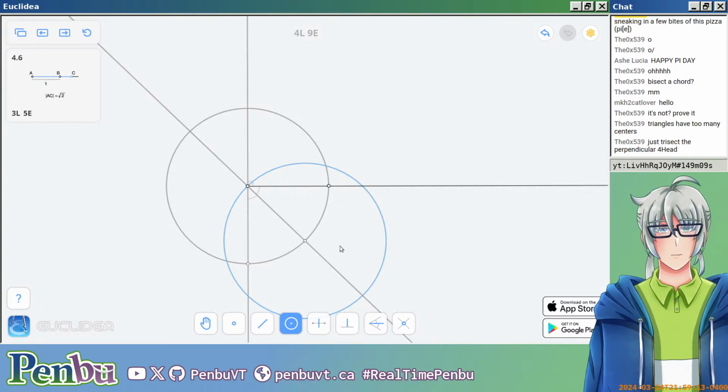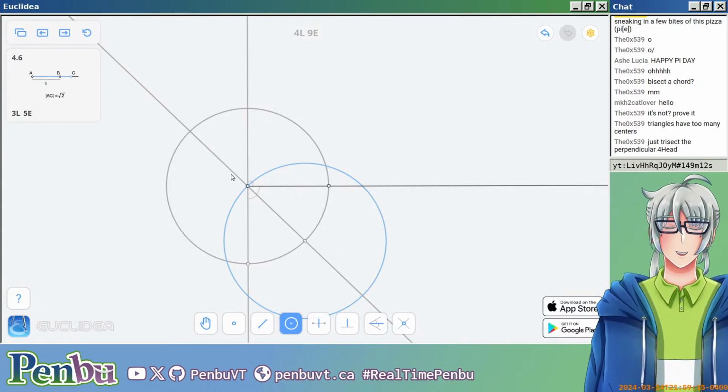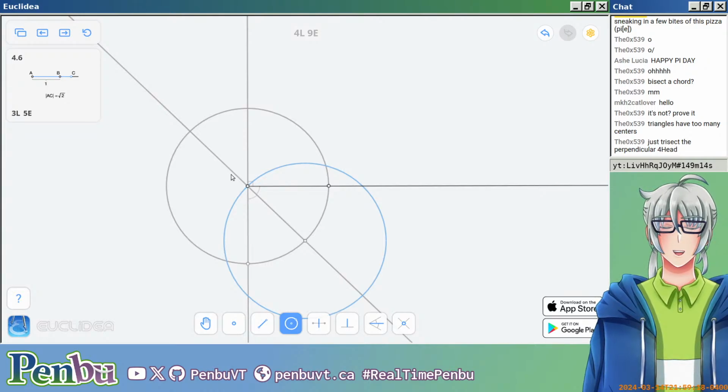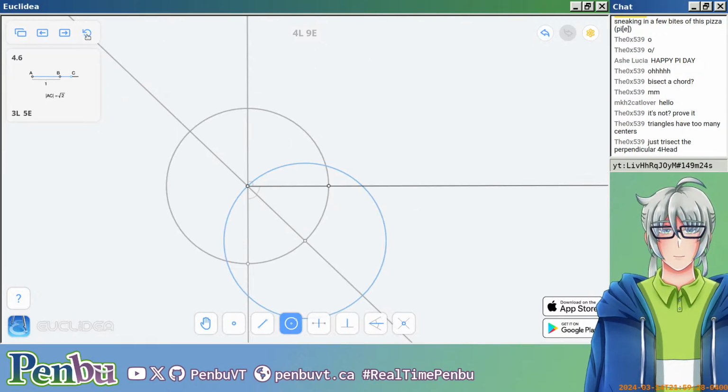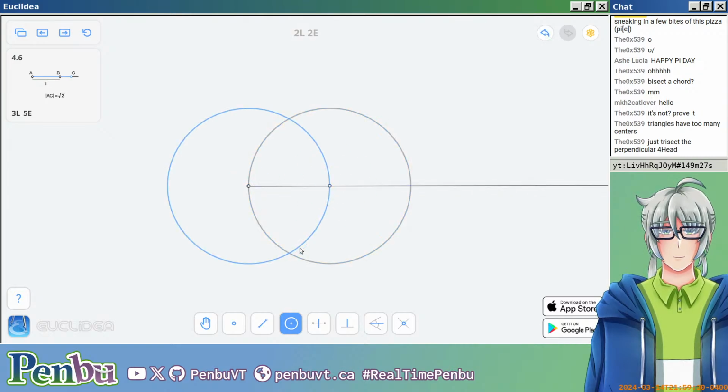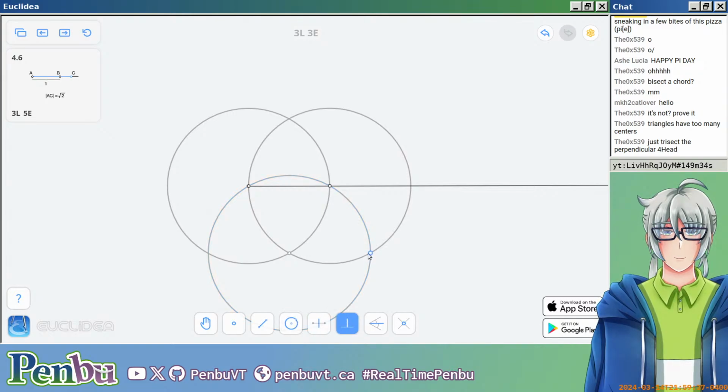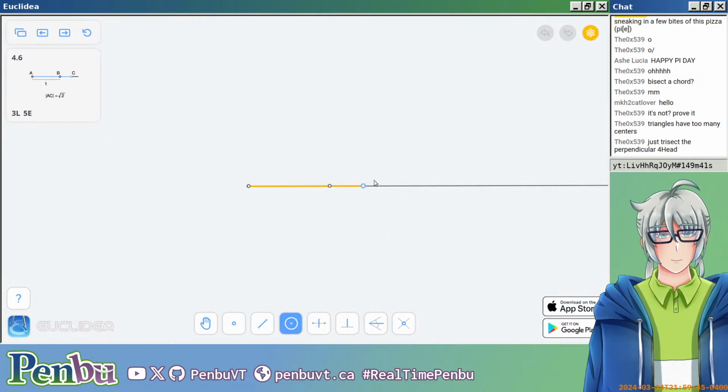How do we construct 45 degrees without this perpendicular? We did that by creating a circle. It's a little bit shorter than that. Okay, we're gonna move on.